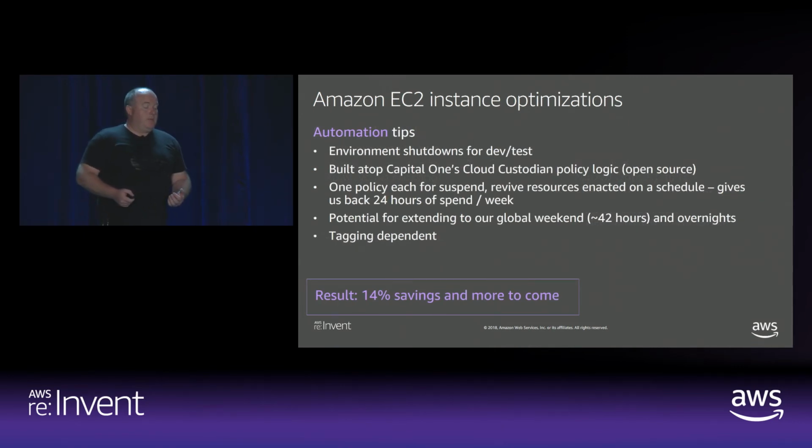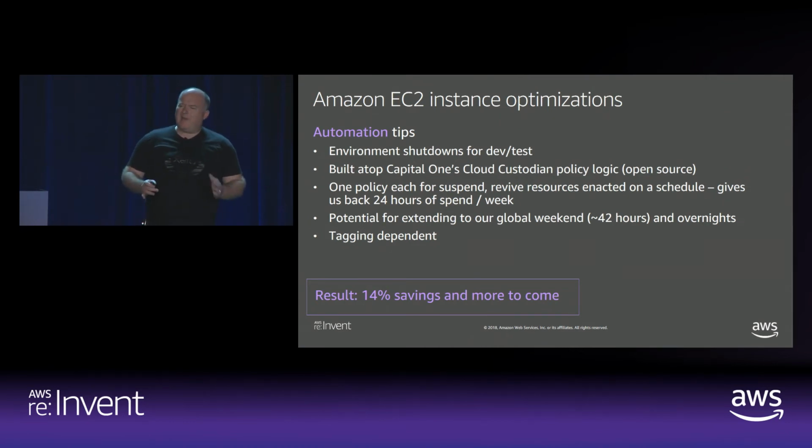In our implementation, we have one policy for each suspend and revive resource, and we can revive those resources on an enacted schedule. And that gives us back about 24 hours a week of spend. We're looking to expand this to include our global weekend, which is about 42 hours, and for about 12 hours overnight. Implementing a tool like this is tagging dependent. At the moment, this is achieving about a 14% saving in our test environments, and we expect to increase that to around about 40% once we've implemented the global weekend and the 12 hours overnights.